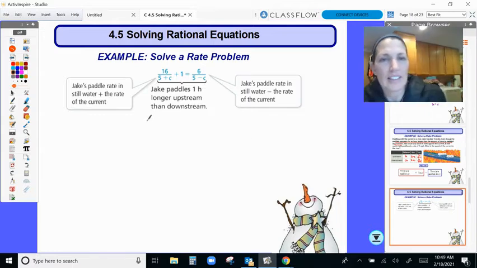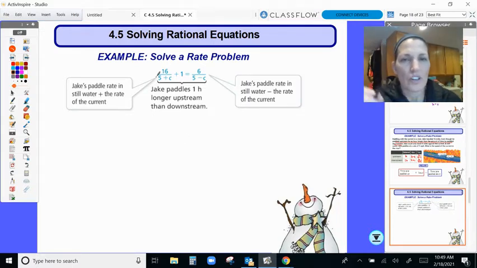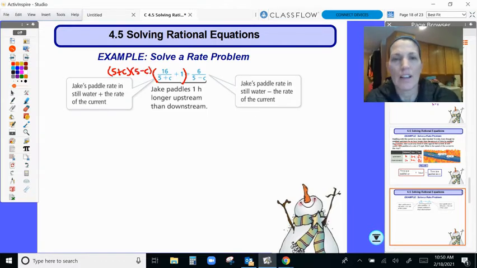So what I have here is 16 over 5 plus C, that's Jake's paddle rate in still water plus the current, and then his rate minus the current, and then he paddles upstream for 1 hour longer. So what I need to do now is multiply both sides by my LCM, which is 5 plus C times 5 minus C. I'll multiply this entire side by 5 plus C times 5 minus C. Over here, I'm also going to multiply by 5 plus C times 5 minus C.